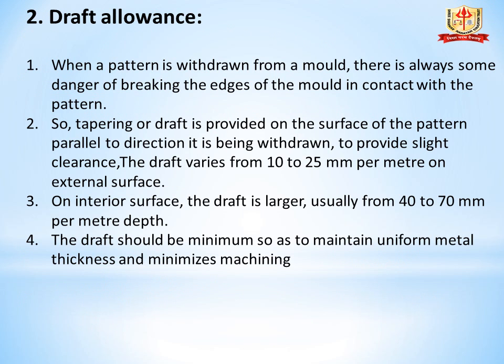Second allowance is draft allowance. First point, when a pattern is withdrawn from a mold, there is always some danger of breaking the edges of the mold in contact with the pattern. Point number 2, so tapering or draft is provided on the surface of the pattern parallel to the direction it is being withdrawn, to provide slight clearance. The draft varies from 10 to 25 mm per meter on external surfaces.